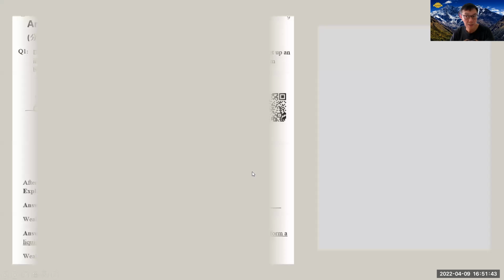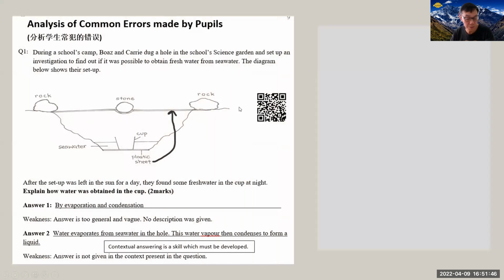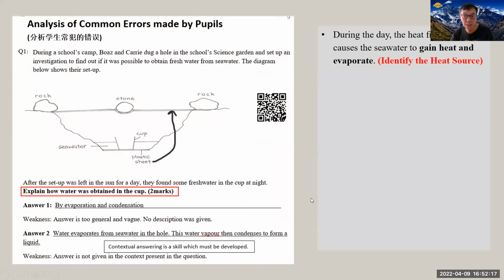As you know, this is a typical question commonly asked in P5 as well as P6, SA1, Prelim, and PSLE. If you have my book, you can refer to it, I think it's on page 9 or 10. This question asks students to explain how water was obtained in the cup from seawater. Let me do a brief explanation. Basically, there are three things to take note of.